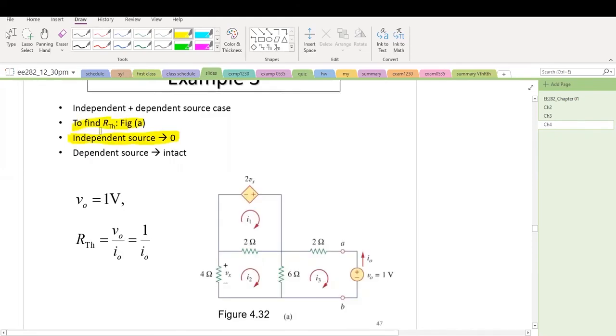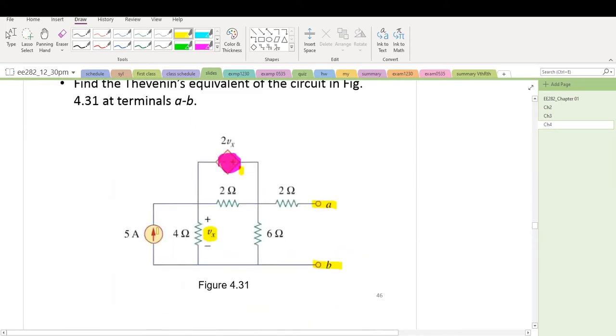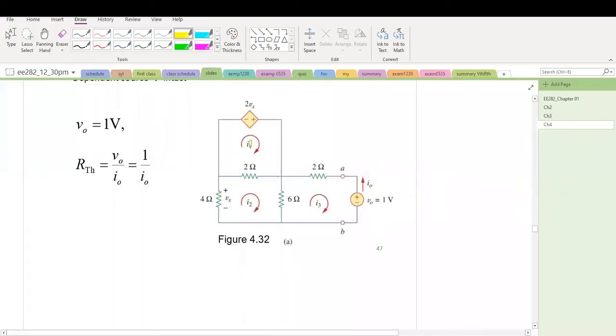To find RTH, first of all, we turn off all the independent sources. There is a current source. We turn it off. How do we turn it off? We want the current flowing through this branch to go to 0, so we open circuit. So therefore, this current source is turned off. So the circuit becomes this circuit now.